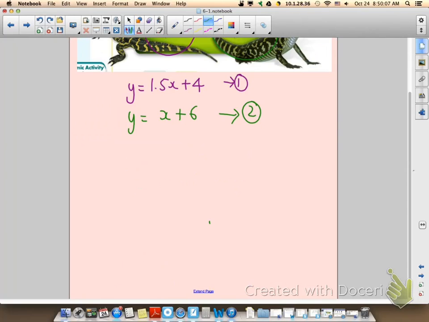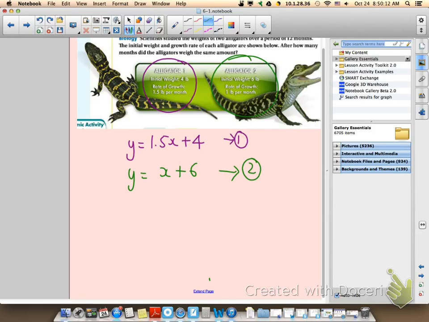So let's see if we can graph this. Kristen said because they have a different slope, that means they're not parallel. That's how you know that they're going to intersect. Right? Okay.